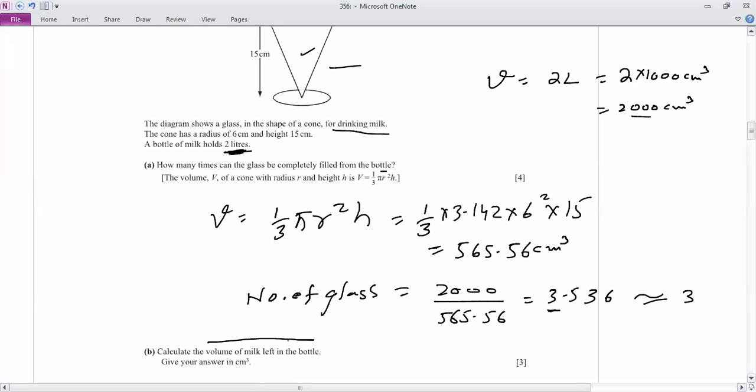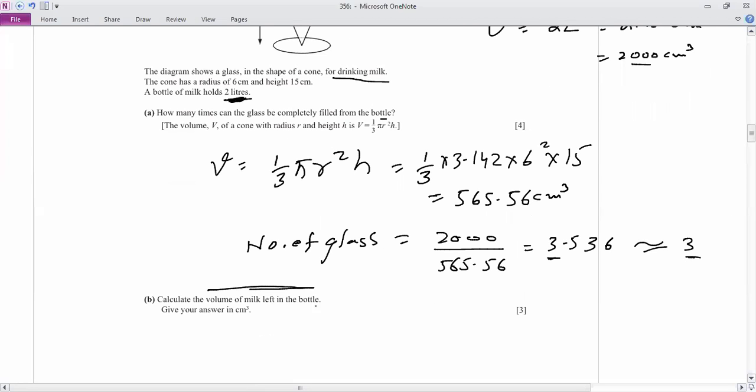Calculate the volume of the milk left in the bottle, because if I take 3 glasses out of that, how much volume will be used by 3 glasses? It's not a complete answer; full 3 glasses will be used. So remaining, obviously, the milk will be left inside. So first get 3 into 565.56. What will it be?